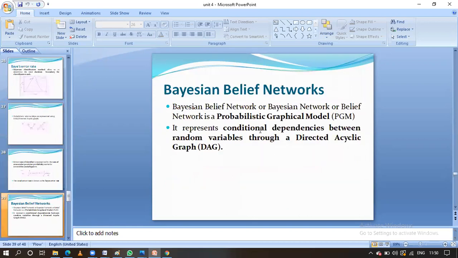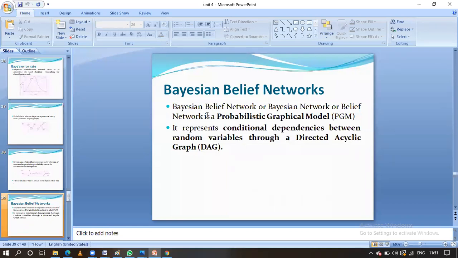Okay guys, Naive Bayesian network, Bayesian belief network, or Bayesian network: all of them have the same name, guys. Bayesian belief network, Bayesian network, or belief network. All these are different names for the same thing, guys.